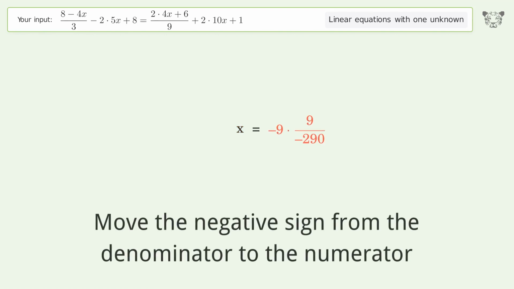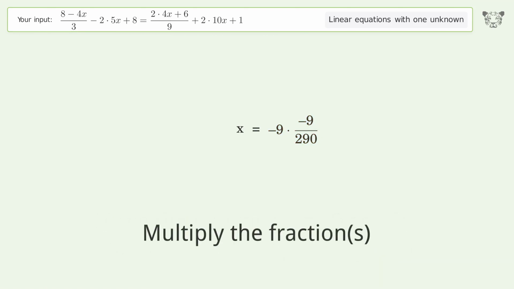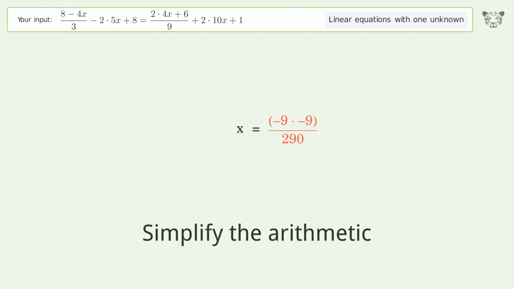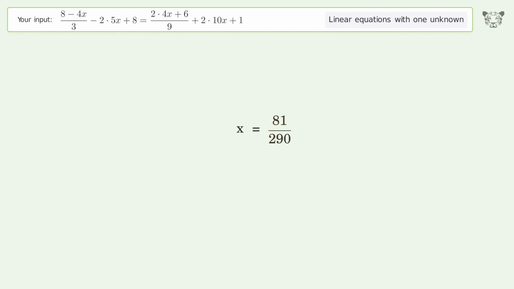Move the negative sign from the denominator to the numerator. Multiply the fractions. Simplify the arithmetic. And so the final result is x equals 81 over 290.